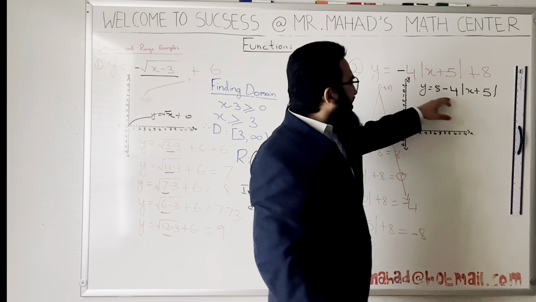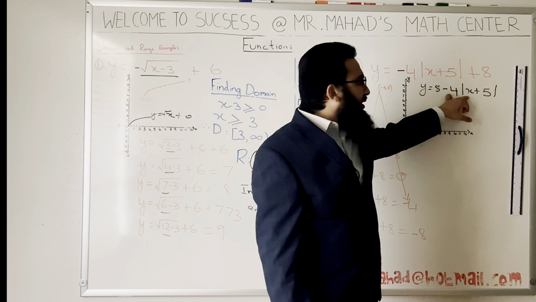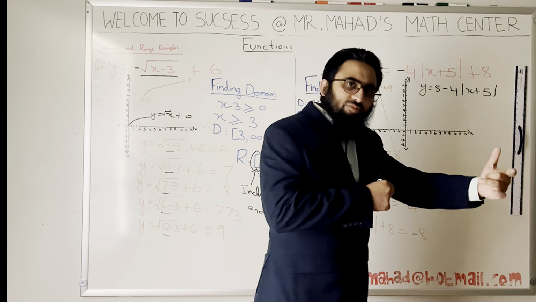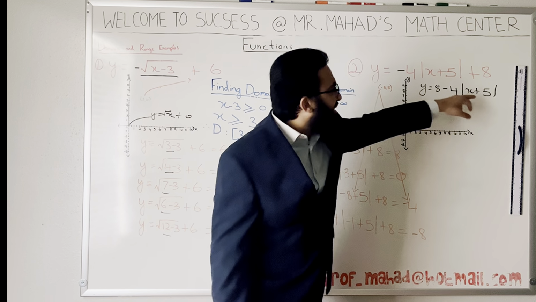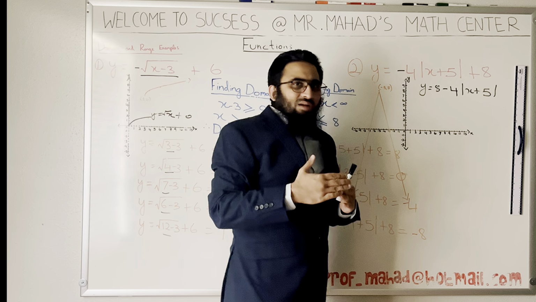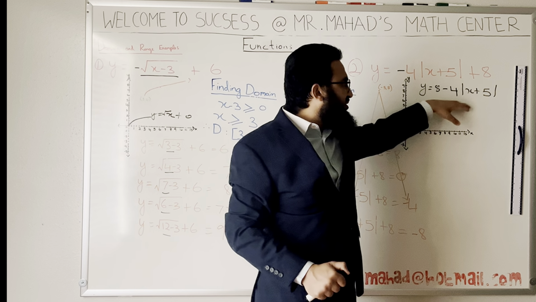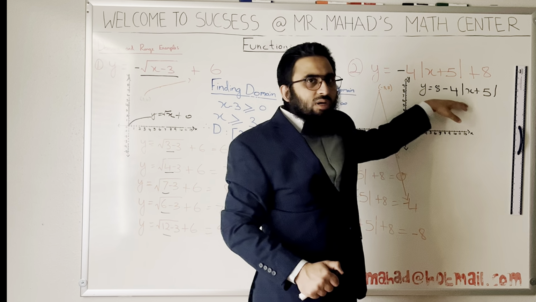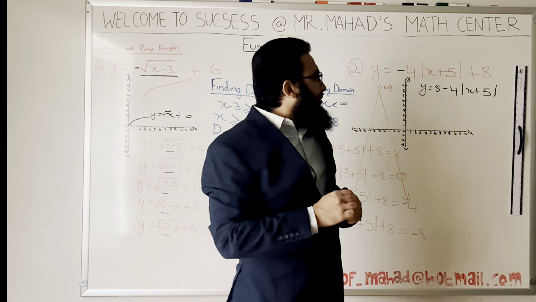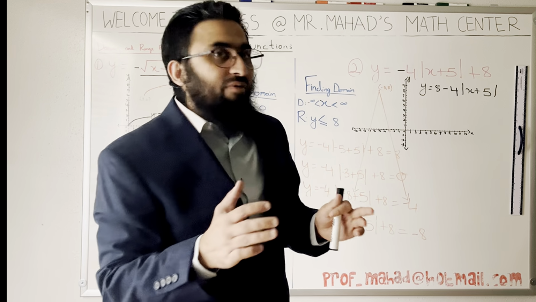You can see that something is being subtracted from 8 every time, and even if x plus 5 is a negative value, the absolute value will end up being positive. So negative 4 times any positive will always give you a negative. So except if this part is 0, any other x value will give us a y value which is less than 8.